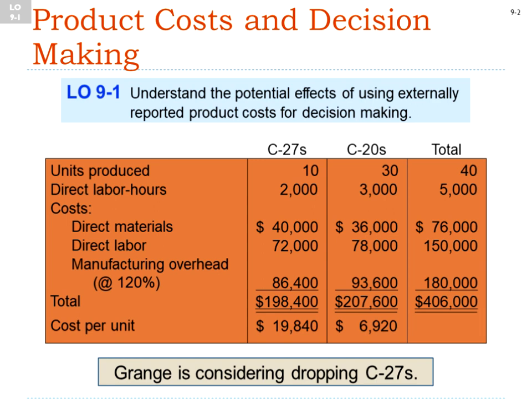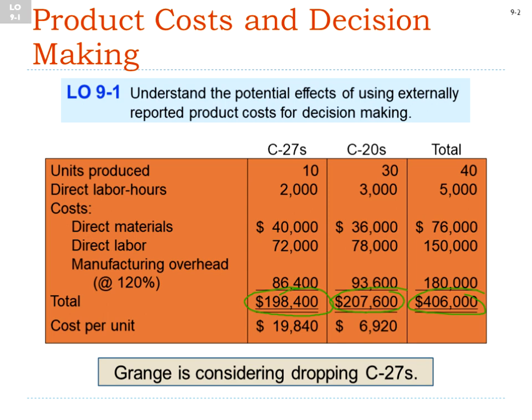Now, if you look at the slide, it shows that the costs are about the same. So the total costs for the C-27s is $198,400, and the total cost for the C-20s is $207,600. So altogether, it adds up to $406. Now, that's roughly about 50-50, right? Roughly half the costs are for the C-27s, and the other half are for the C-20s.